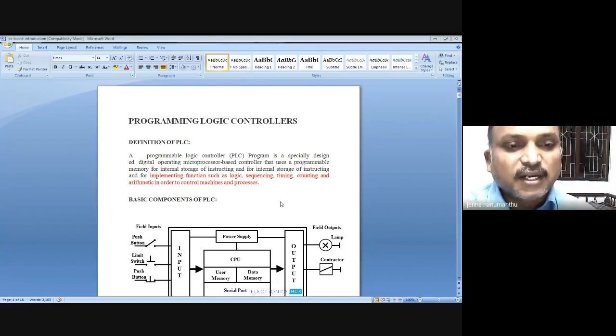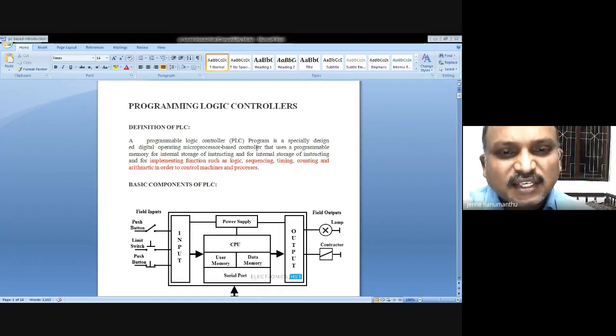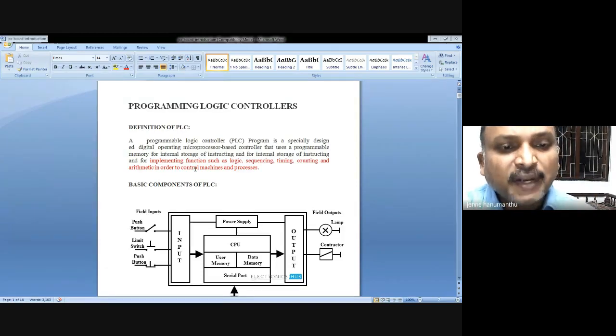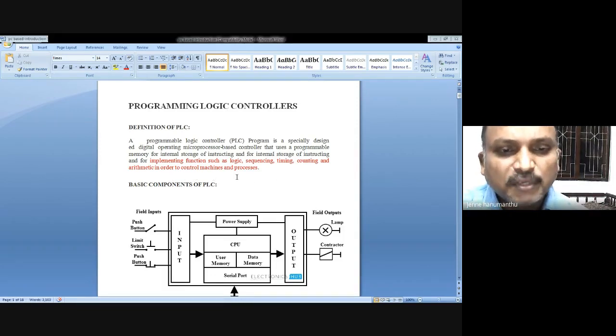PLC is nothing but a programmable logic controller. A PLC is a specially designed digital operating microprocessor based controller. It is one type of controller that uses a programmable memory for internal storage of instructions and for implementing functions such as logic, sequencing, timing, counting, and arithmetic in order to control machines and processes.